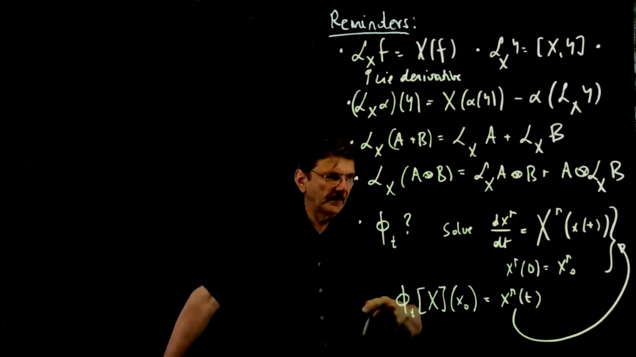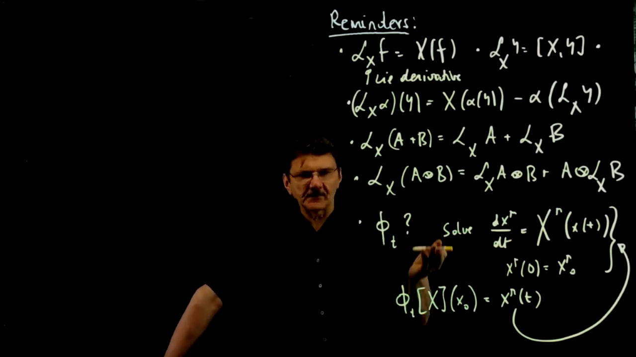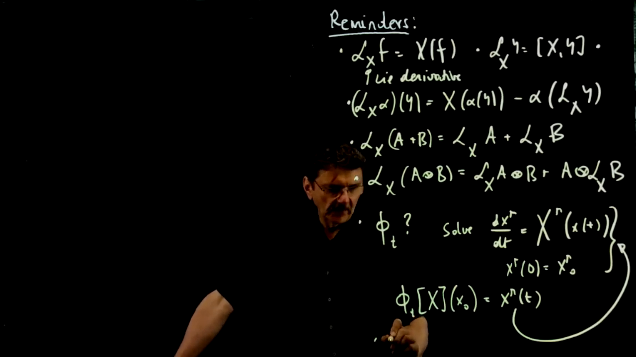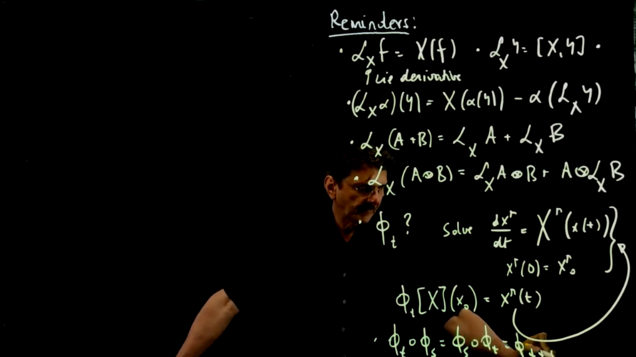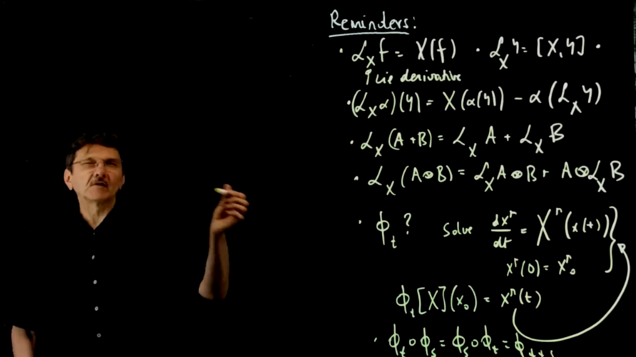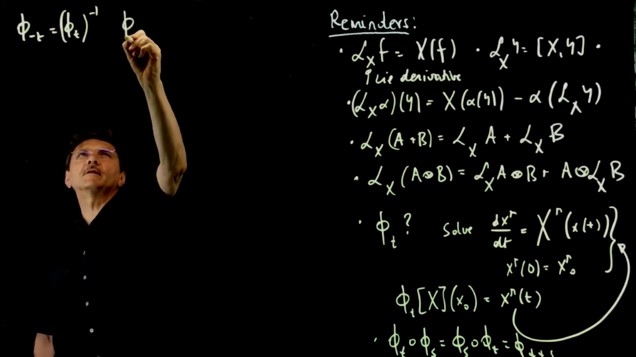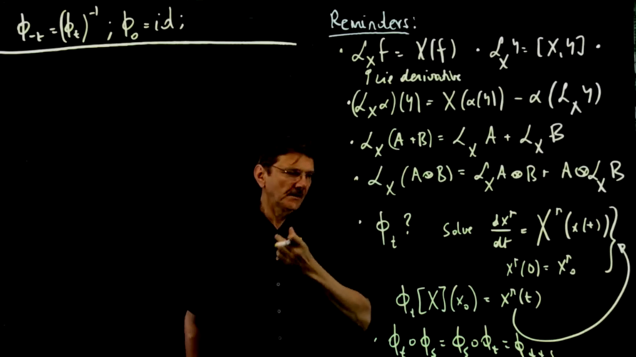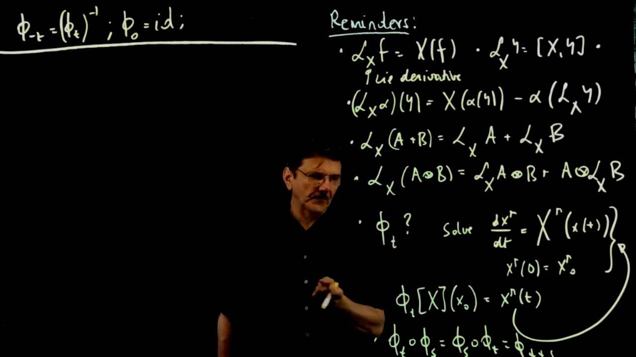And so if this ODE has good properties, then this defines something called a one parameter group of isometries. So we had, for example, phi t composed with phi s is the same as phi s composed with phi t, is phi t plus s. And in particular, phi minus t is phi t to the minus one, and phi zero is the identity. Good. So these are the one parameter groups of isometries and flows. So phi t is a flow, defines this one parameter group of isometries.